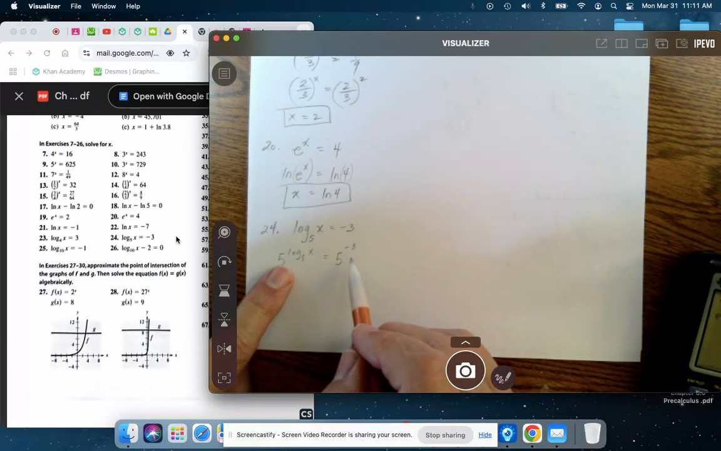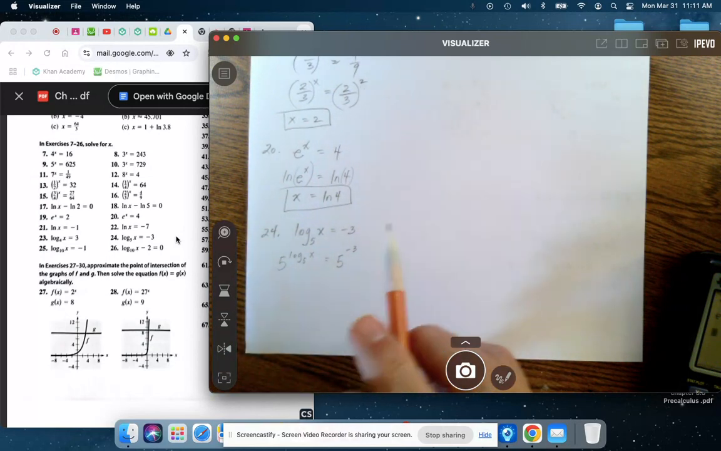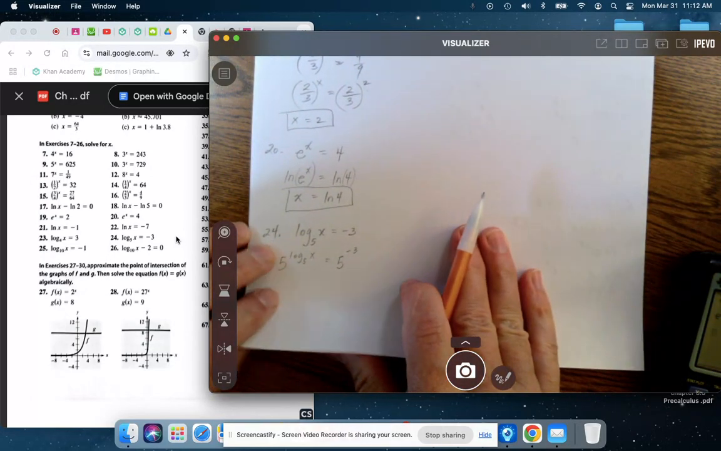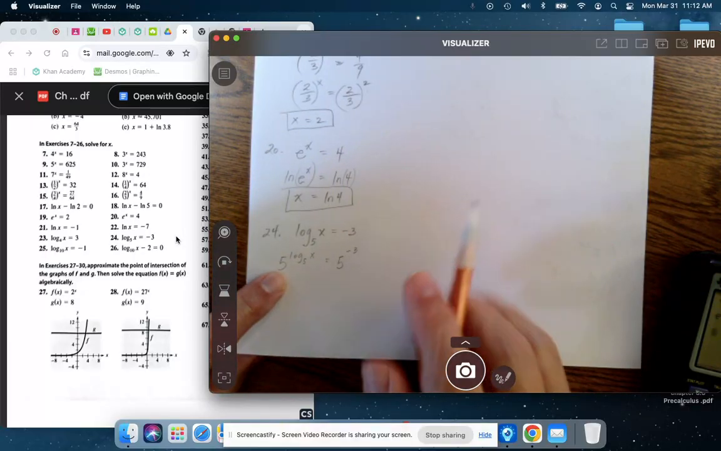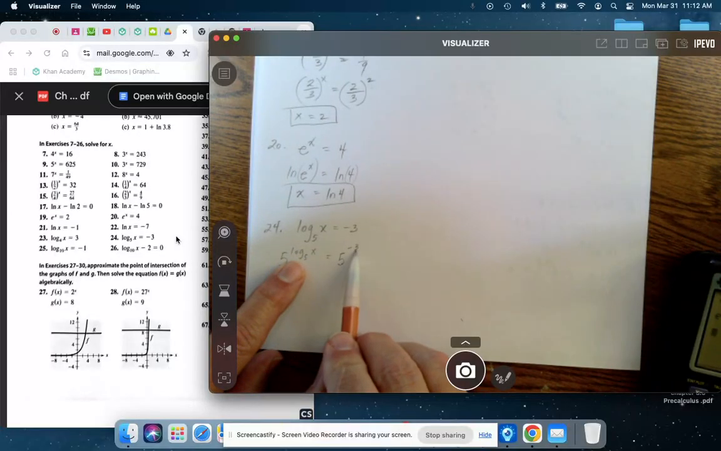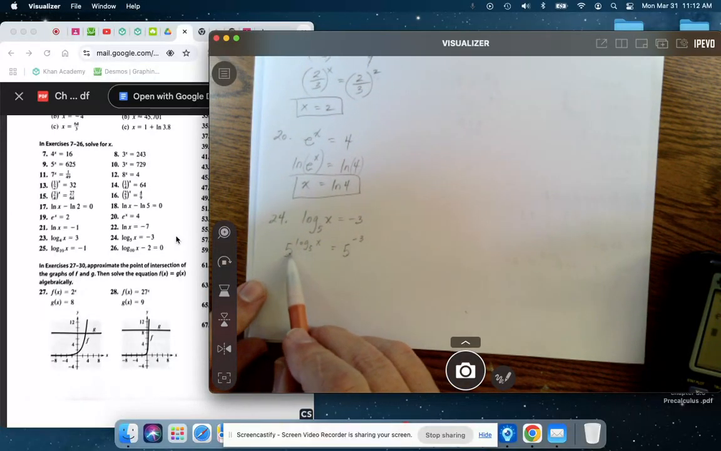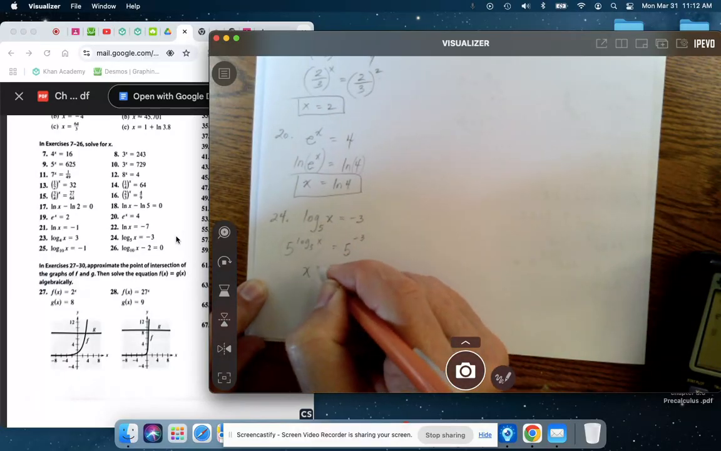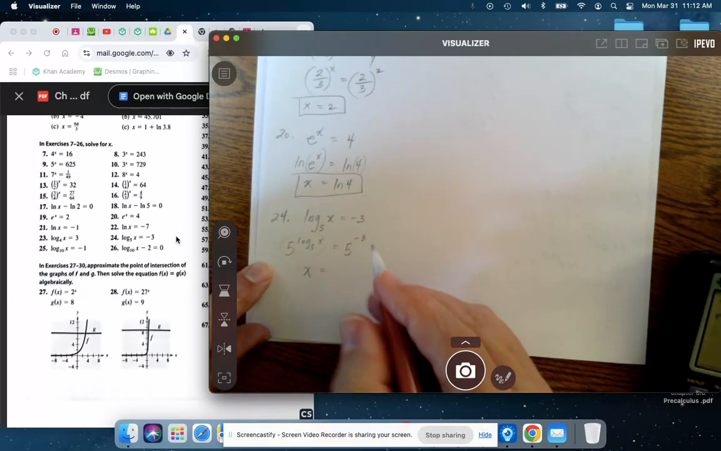Remember, this is like one of the inverse properties, I think. One of those properties we covered in the beginning that says that if these are the same, then these have to be the same, right? Okay, so now, since that's base 5 and that's base 5, the answer to this whole thing is just x. So in other words, this whole expression simplifies to x. So I end up with 5 to the -3 power.